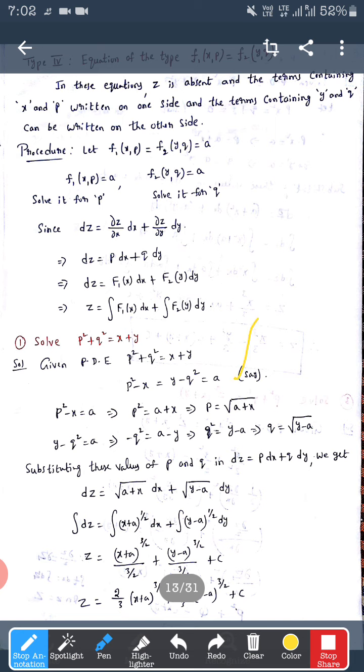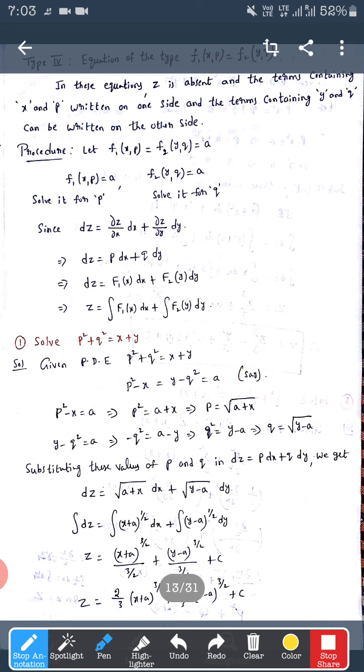So p square minus x is equal to a. We have to solve this equation for p. That's why I am writing p square is equal to a plus x, and p is equal to square root of a plus x. And y minus q square is equal to a, so q square is equal to y minus a. Then solve this equation for q.